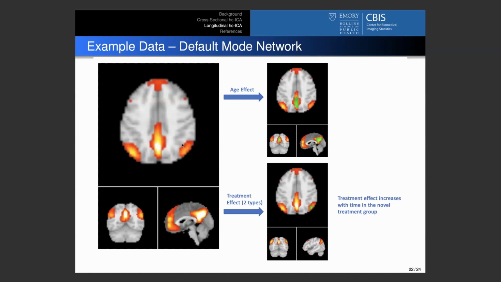So on the left here, we have an example of what the population level default mode simulation brain is going to look like. And here on the right, you can see the age effect in green in the posterior cingulate region, and then a more lateral treatment effect here.